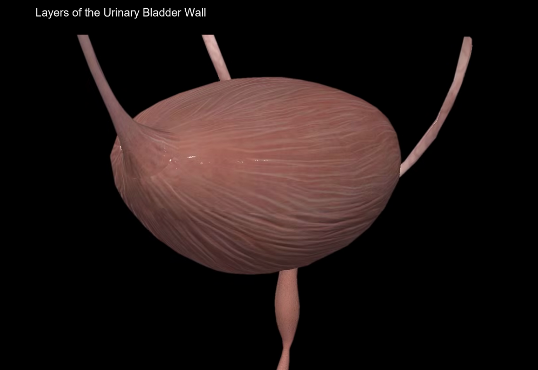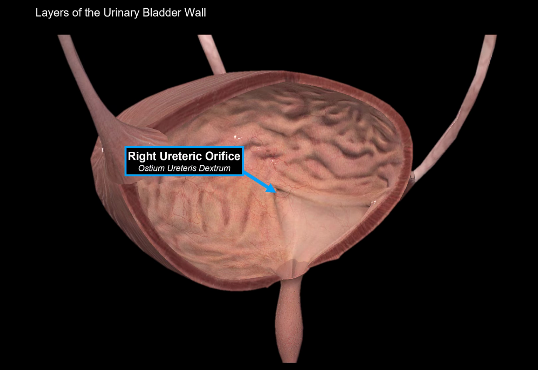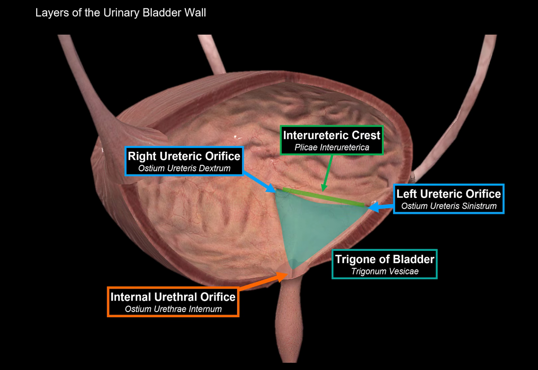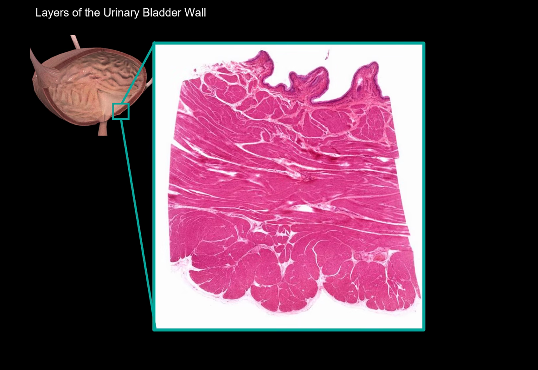Now, if you go back to this picture and open it up, you'll be able to see the right ureteric orifice and the left ureteric orifice, which remember are the openings for the ureters. And then down here is an opening for the urethra, called the internal urethral orifice. And these three are going to form a triangle called the trigone of the urinary bladder, which is an area where the mucous fold is fused with the muscle layer. Now, there's also going to be a fold between the two openings of the ureters, called the interureteric crest.